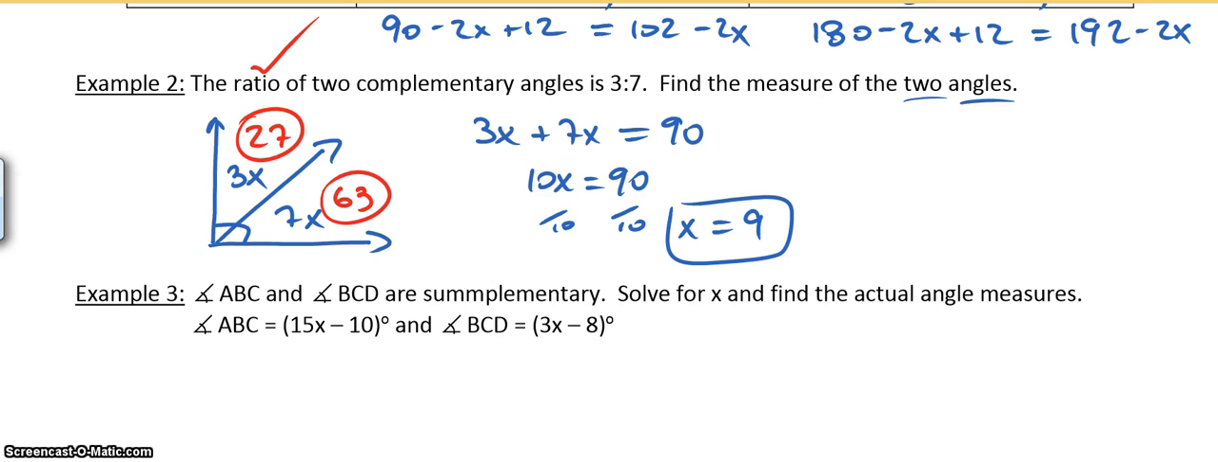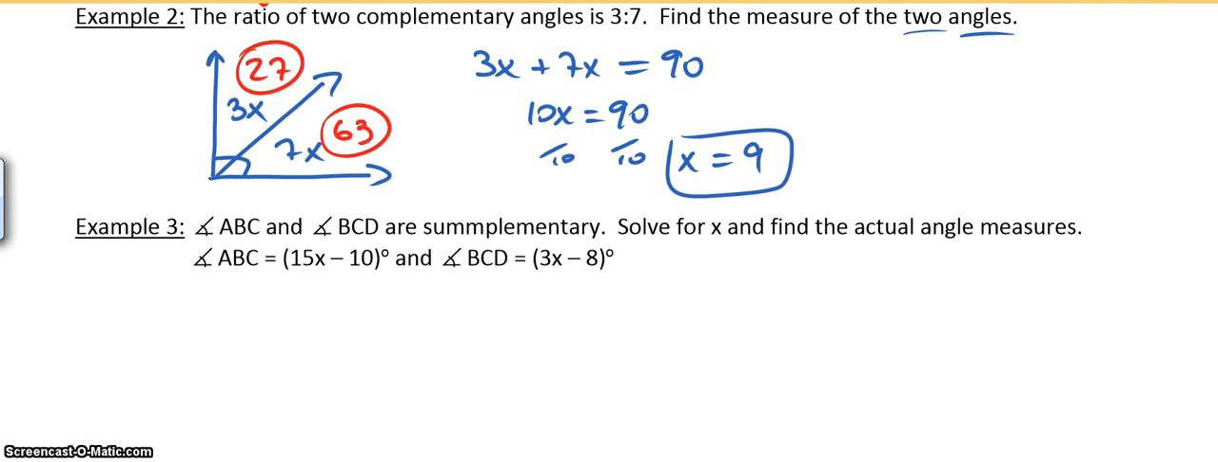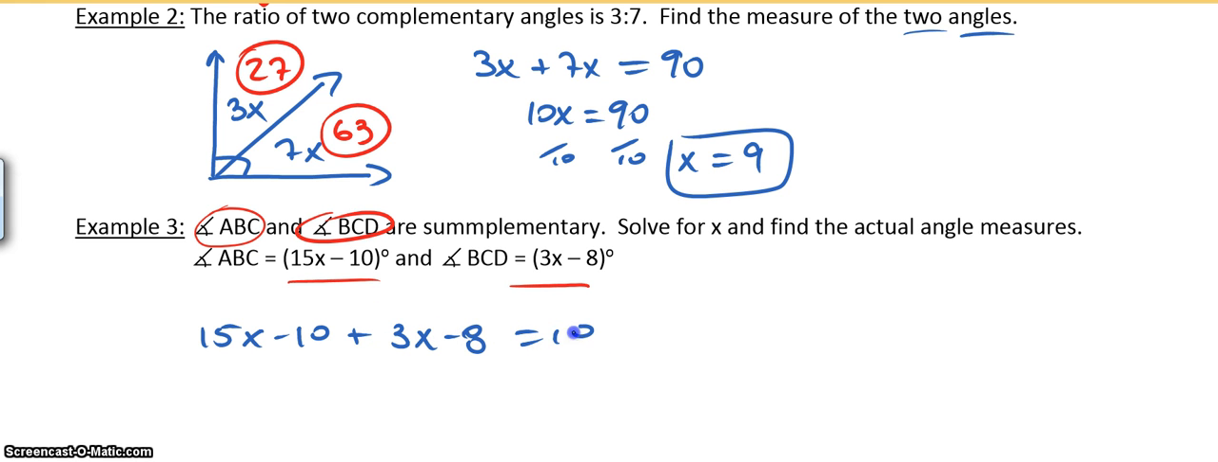Not so bad. Now down here, angles ABC and BCD are supplementary. Solve for x and find the actual angle measures. Now let's try to do this one without a diagram. So we know these two angles are supplementary and we have values for those two. So we know supplementary means add up to 180. So let's do exactly that. 15x minus 10 plus 3x minus 8 equals 180 degrees. Take your two values, add them up, and if they're supplementary, they should be 180. So let's find the value of x.